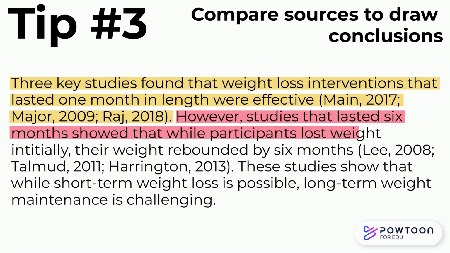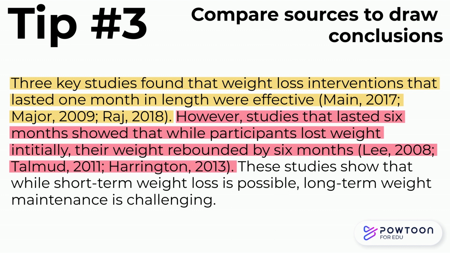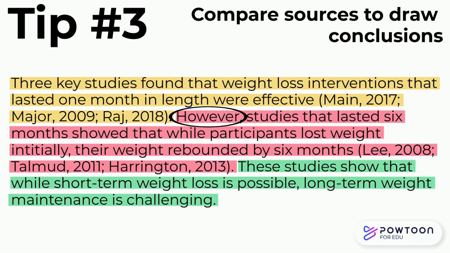The second sentence summarizes a second group of studies, and the comparison with the first group is indicated by the word however. The second sentence reads, however, studies that lasted 6 months showed that while participants lost weight initially, their weight rebounded by 6 months. Lee, 2008, Talmud, 2011, Harrington, 2013. The final sentence adds critical voice by providing the author's conclusion based on these findings. It reads, these studies show that while short-term weight loss is possible, long-term weight maintenance is challenging.